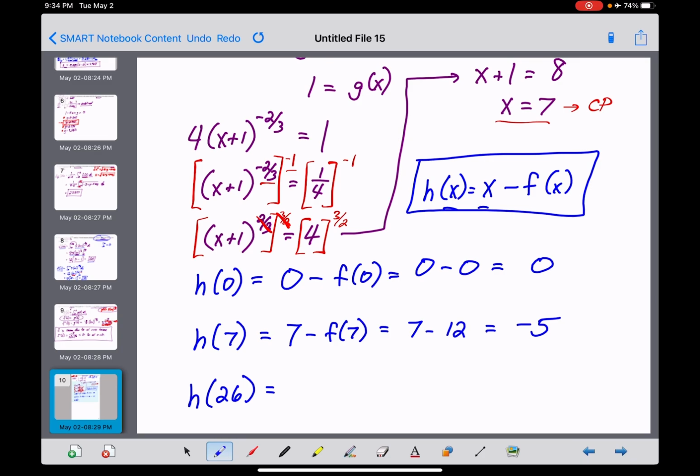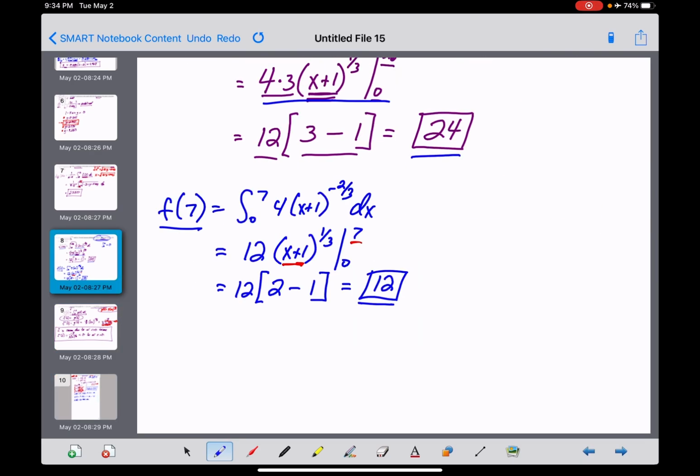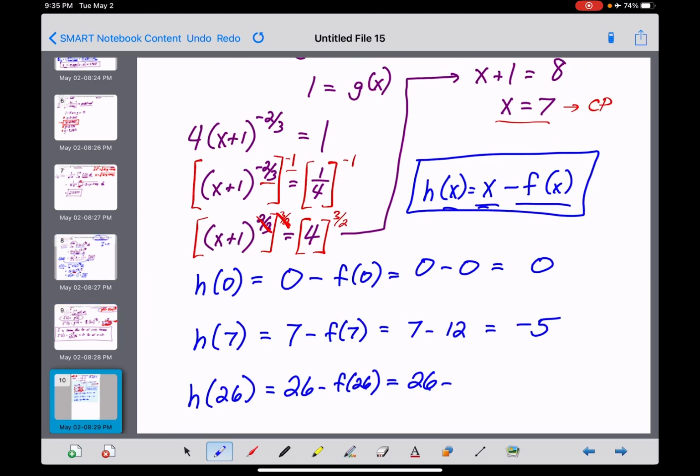And lastly, h of 26. Again, it's going to be x minus f of x. So 26 minus f of 26, and as we said just a moment ago, f of 26 was equal to 24. So at least I got to duplicate a little bit of work right there. And 26 minus 24 is 2.